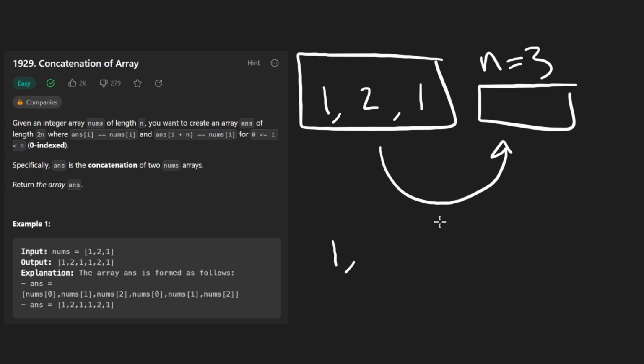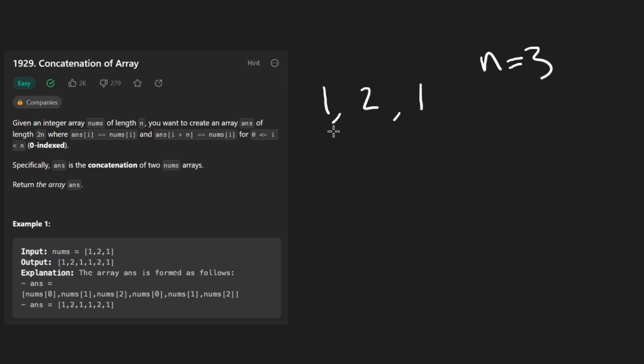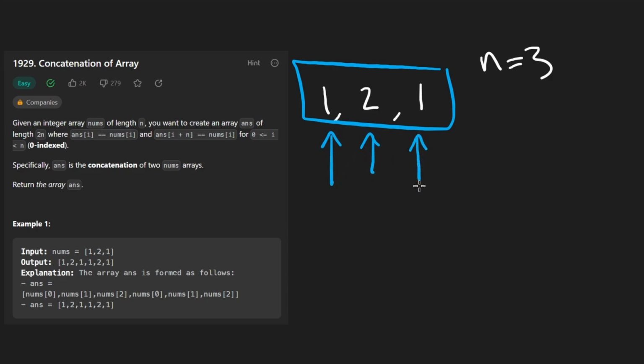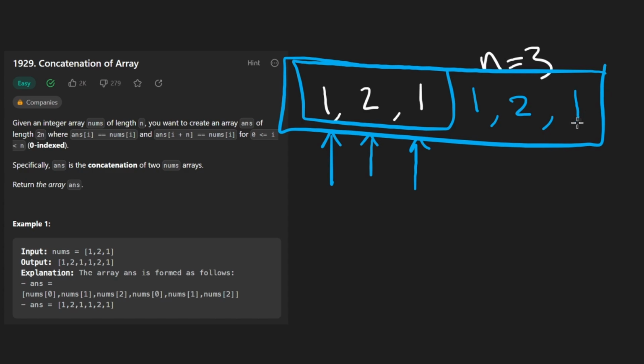The easiest way probably would be to just iterate through every value in the input array. So go here, here, here, and then take each of those values and just append it to the original array. So we can take the input array and then use that as the result and then return that. So we would take the first one, add it to the end, take two, add it to the end, take one, and add it to the end. There you go. There's the array, and that's what we would return.